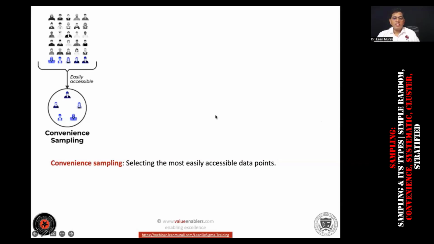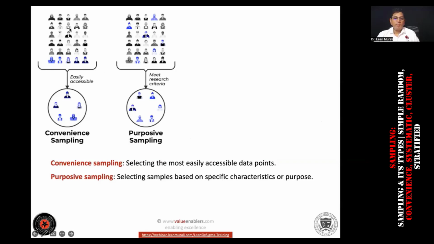Now the second is called purposive sampling. Purposive sampling is based on a specific characteristic or purpose. For example, whoever is fair, you call them. Whoever is wearing spectacles, you call them. Whoever has this or that, you call them, right? So this is called purposive sampling. If purposive sampling is clear, all of you type SC, super clear, in the chat box. All right, fantastic.